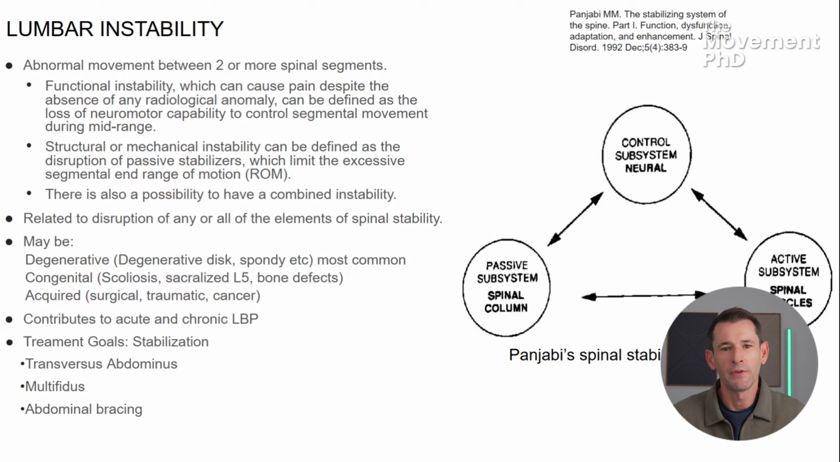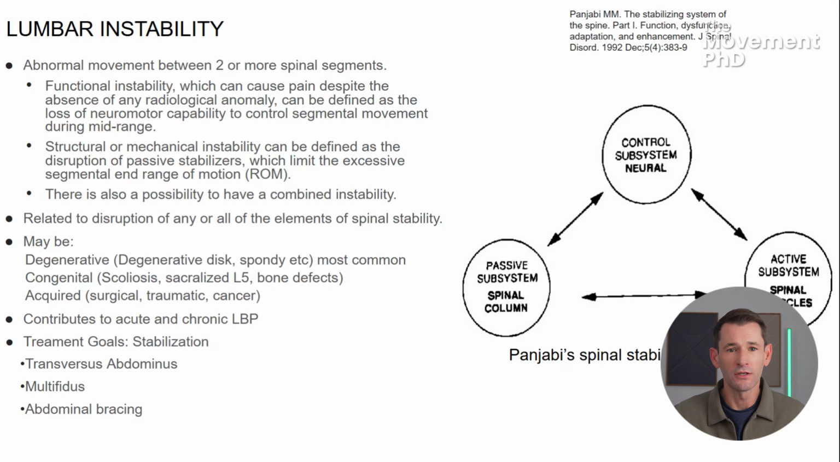The final movement impairment of the lumbar spine is lumbar instability. So in lumbar instability, we have abnormal movement between two or more spinal segments. So you can think about it as intersegmental instability. There are two major types of lumbar instability.